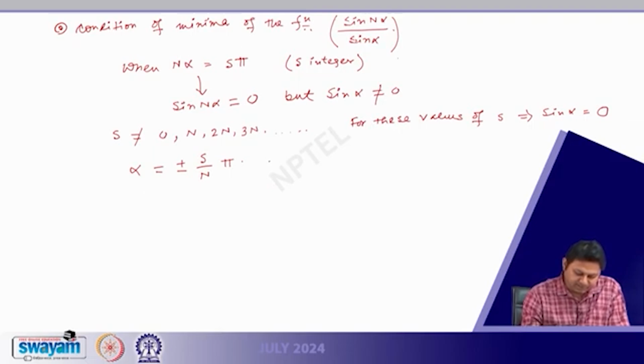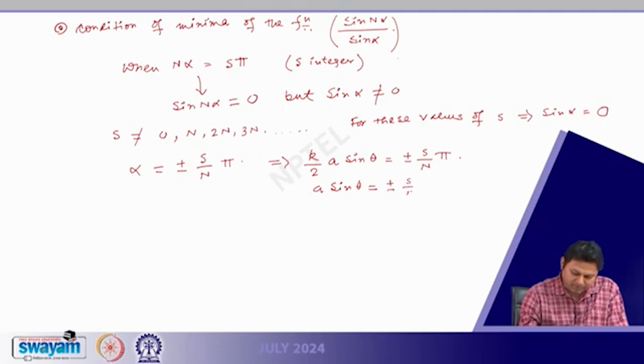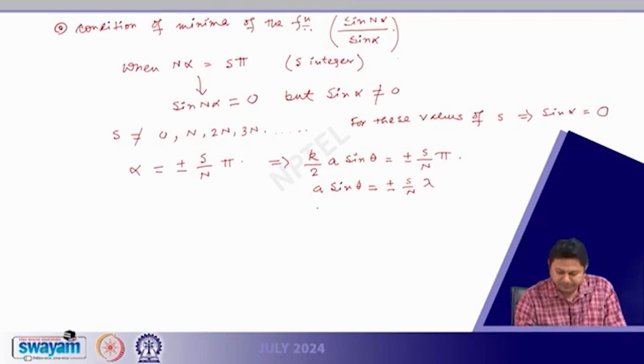So, that condition tells us that k by 2 a sin theta is equal to plus minus s by n pi, and we essentially get a sin theta is equal to plus minus s by n lambda. That is the condition for minima.